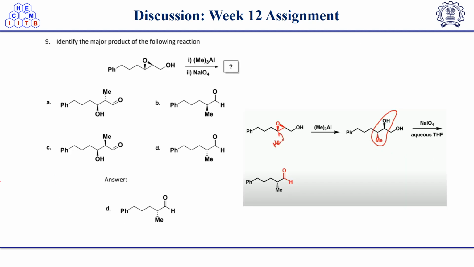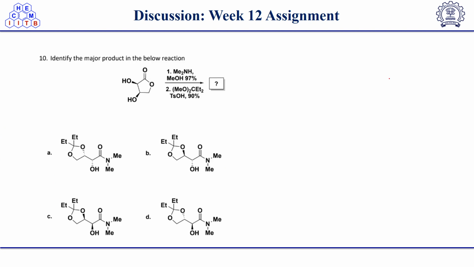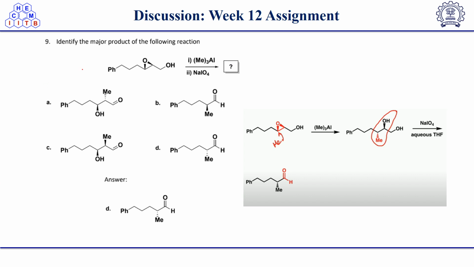Moving to the second last question, identify the major product of the following reaction. So, okay, here I have already given the answer. This particular compound upon treatment with this trimethyl aluminum and sodium periodate, what will be the major product out of these four options given here?